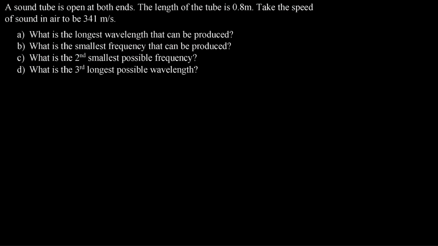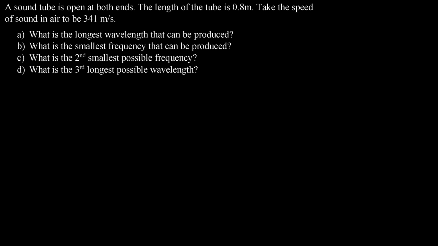Now let's take a look at another problem where we have a sound tube, but it's open at both ends. And in this case, the length of the tube is 0.8 meters. And for this one, we're going to use the speed of sound to be 341 meters per second. So for part A, they want us to find the longest wavelength that can be produced. For part B, they want us to find the smallest frequency. For C, they want us to find the second smallest possible frequency. And for part D, they want us to find the third longest possible wavelength.